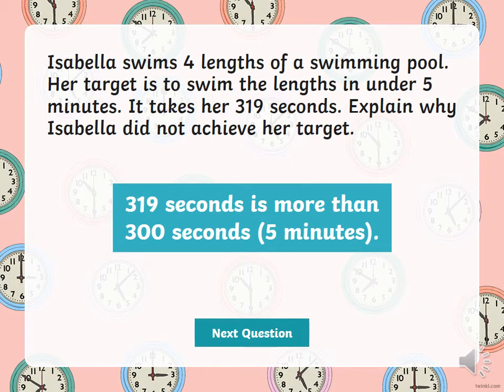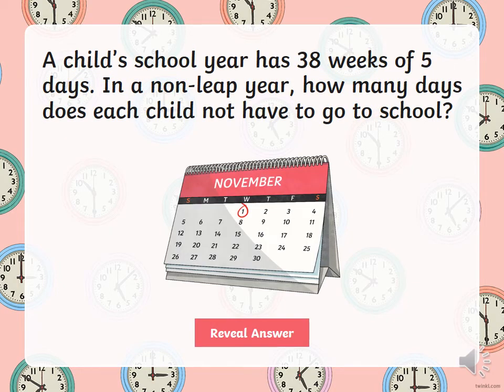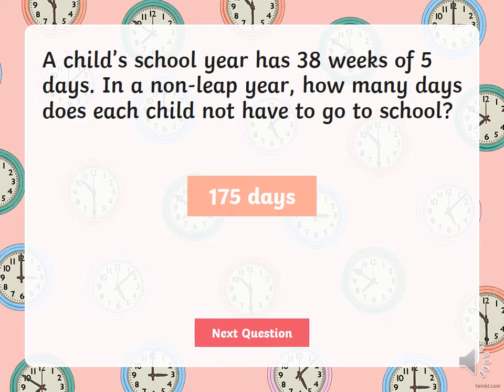A child's school year has 38 weeks of 5 days in a non-leap year. How many days does each child not have to go to school? Using the 38 weeks, imagine you have 38 weeks and you go to school for 5 days. How many days do you not go to school in those 38 weeks? Pause the video, work it out before I reveal the answer. So 175 days.